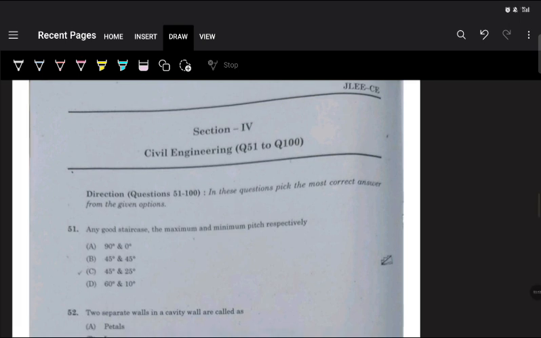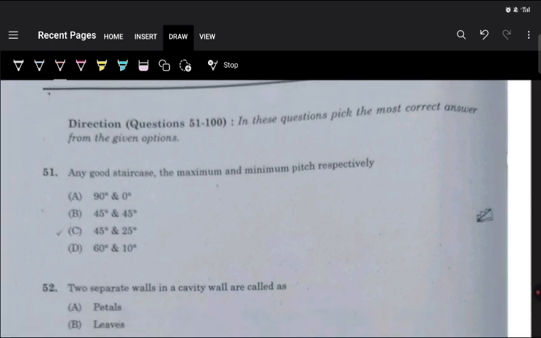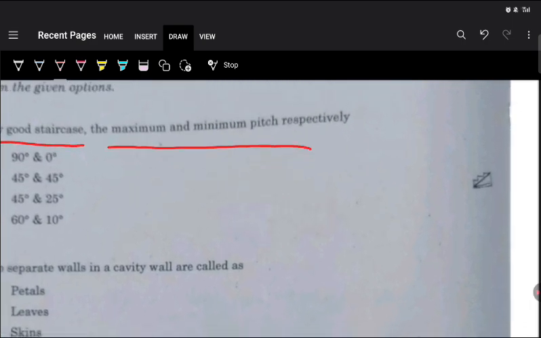So let us begin with the first question. On any good staircase, the maximum and minimum pitch respectively. So what is pitch? Pitch is nothing but the angle made by the nosing line with the horizontal. So what is the nosing line? Let us understand. These are horizontal and these are nosing lines.